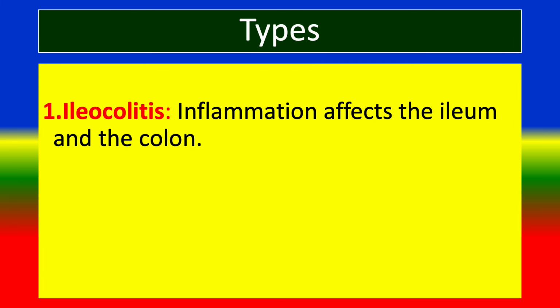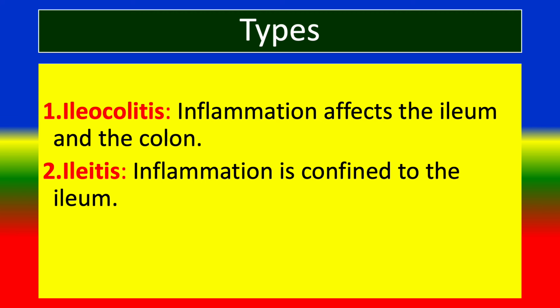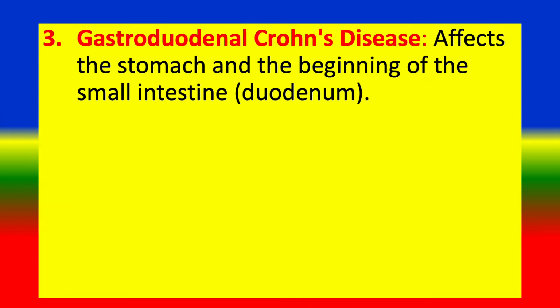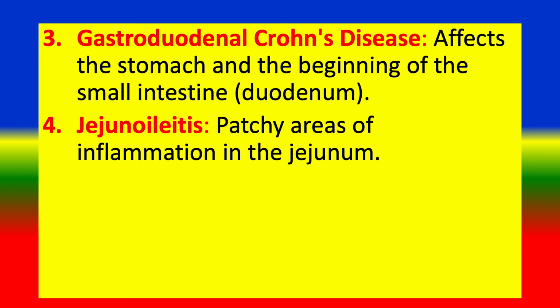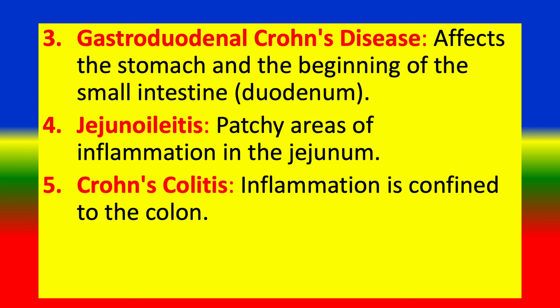Types: 1. Ileocolitis. Inflammation affects the ileum and colon. 2. Ileitis. Inflammation is confined to the ileum. 3. Gastroduodenal Crohn's disease affects the stomach and the beginning of the small intestine, the duodenum. 4. Jejunoileitis. Patchy areas of inflammation in the jejunum. 5. Crohn's colitis. Inflammation is confined to the colon.